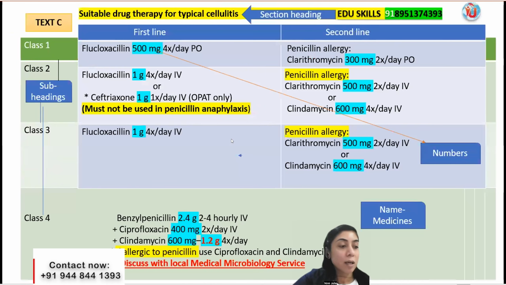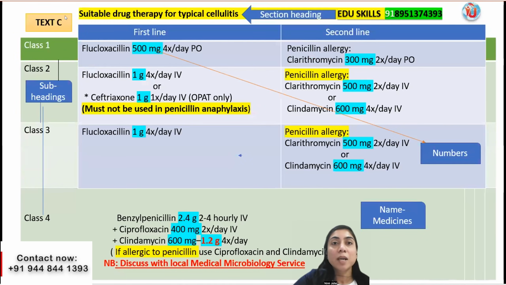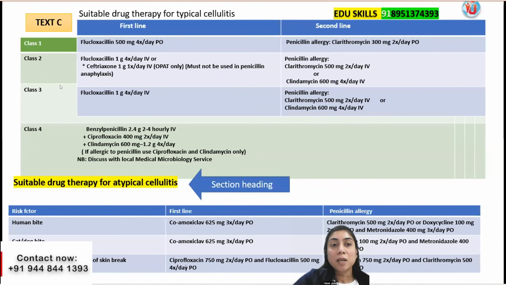Then moving to the text C. Here is about the typical, the first part. Here all the medicine and the numbers given here, and there is something in the note also discussed with the local medical microbiology services. Then the next section heading is here, suitable drug therapy for atypical cellulitis.